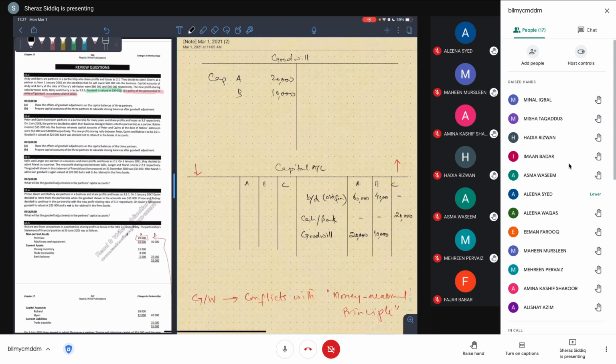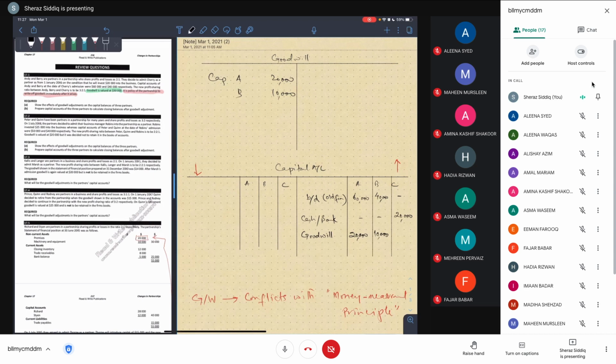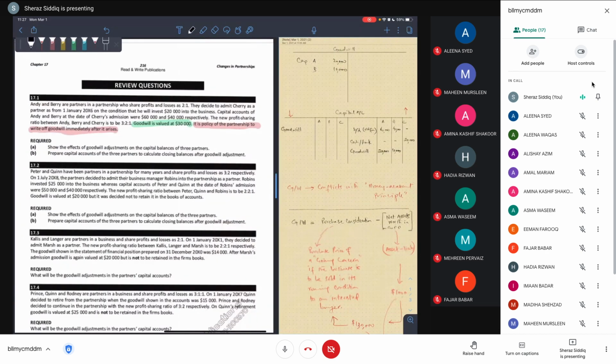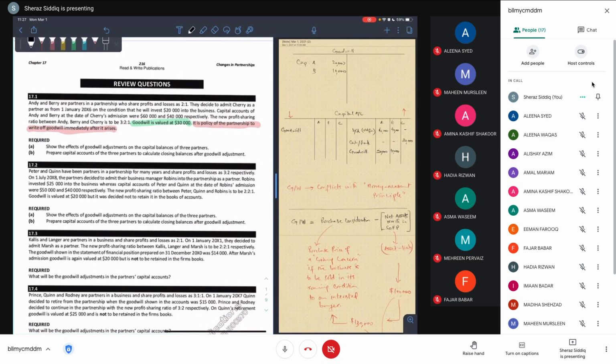Okay, so goodwill. Now, goodwill's cost is going to be shared by the new owners. And if goodwill is a cost, then the capital will suffer a loss. But whose capital? The new firm's owners', right? So goodwill's cost will be shared by the new firm's owners in their ratio, and you can see the ratio here is 3, 2, and 1.